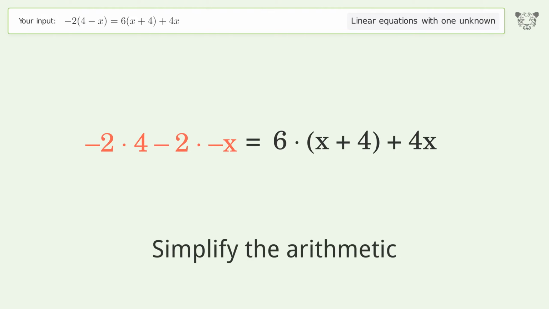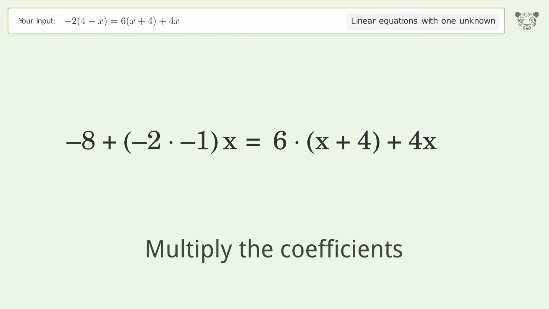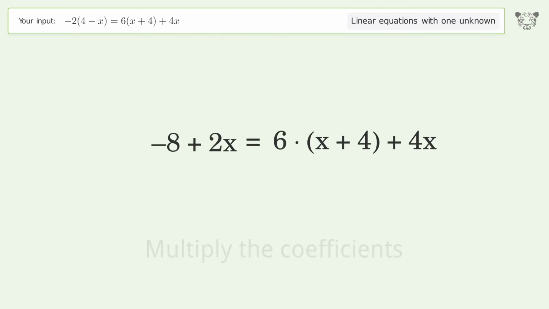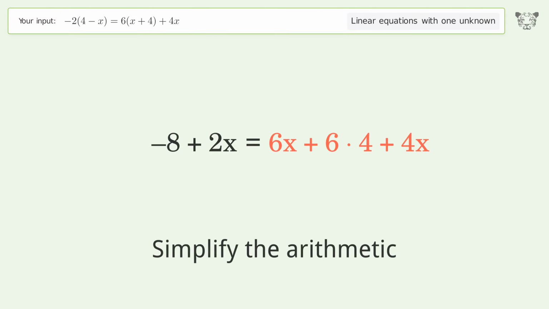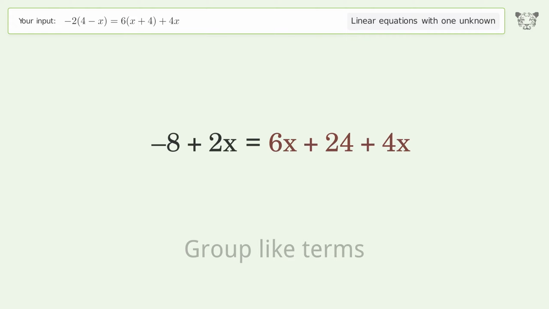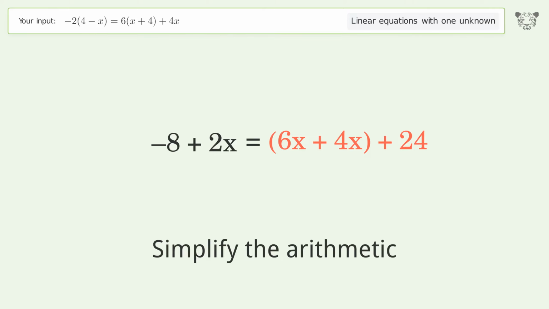Simplify the arithmetic. Group like terms. Multiply the coefficients. Expand the parentheses. Simplify the arithmetic. Group like terms. Simplify the arithmetic.